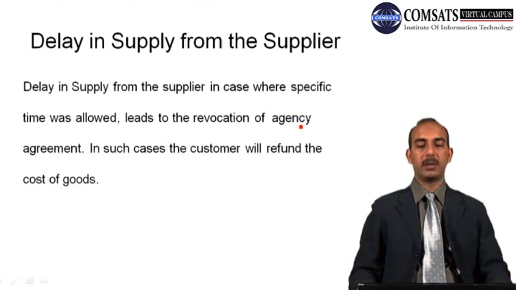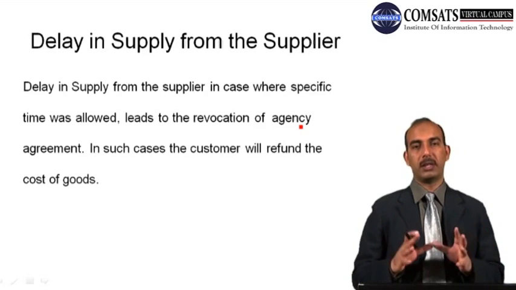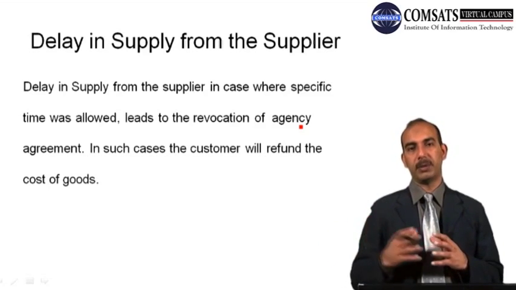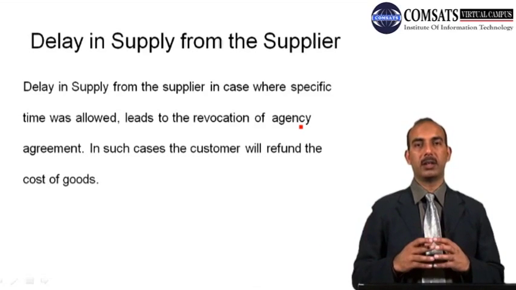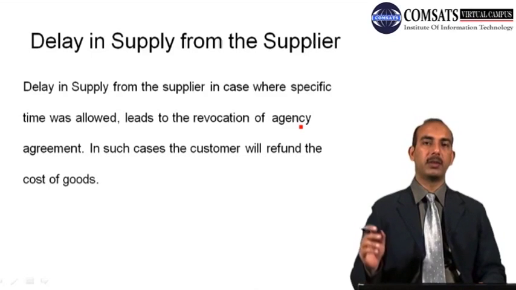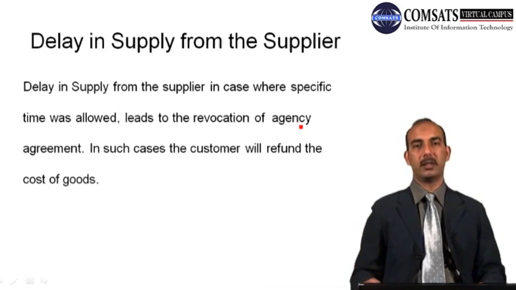And delay in supply from the supplier. Delay in supply in cases where a specific time was allowed leads to the revocation of the agency agreement. In such cases, the customer will refund the cost of the goods. If the time was decided in the particular agreement, and it goes beyond that fixed time period, then the bank has the right of revocation of that agency agreement. So in this case, the customer will refund the cost of goods which were given to the client as an agent to purchase a particular asset.